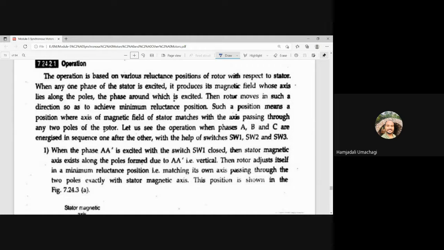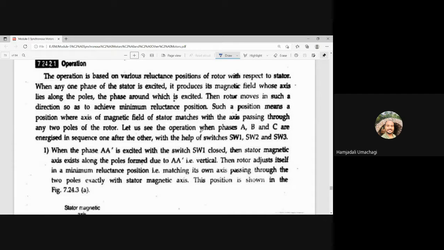So whichever winding we have excited, only there is the magnetic field created for that particular stator pole, and that is the minimum reluctance position. Only there will the rotor go and get aligned with the stator position, and that is the first position of rotor movement.